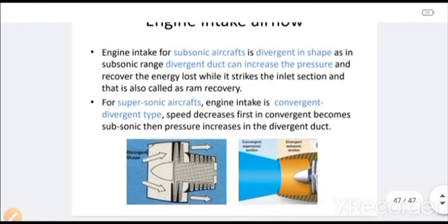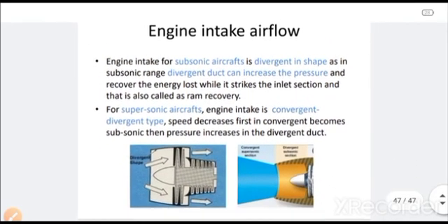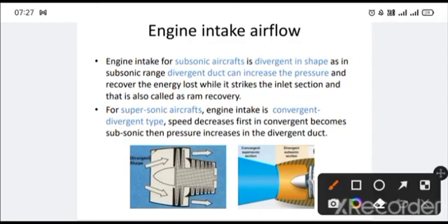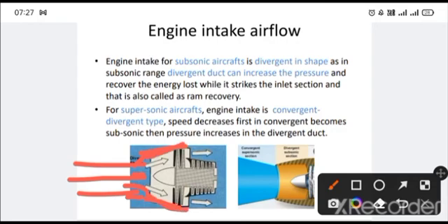And probably there is a last slide for submodule 2, where we have to read about the engine intake airflow. Engine intake airflow in the case of a subsonic aircraft is divergent, because in a divergent flow in the subsonic range, we know that the pressure increases. So whatever disturbance has happened to the air coming from the front after striking the inlet, it has lost some energy. That energy is regained when the airflow passes through this divergent duct, so the pressure increases.